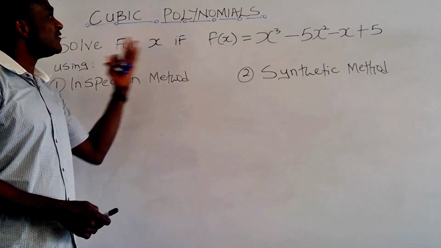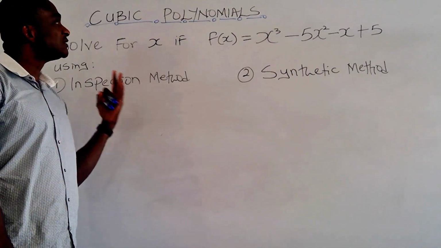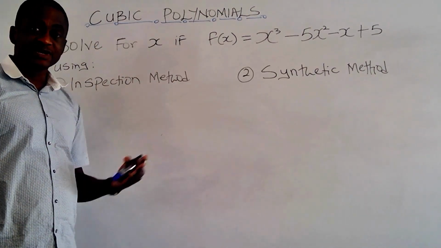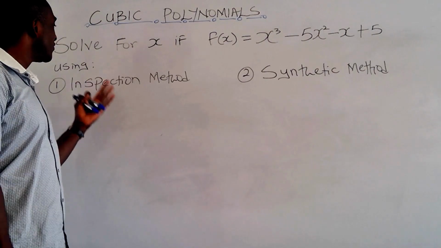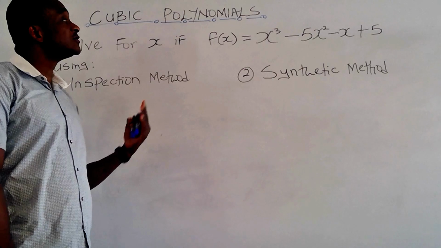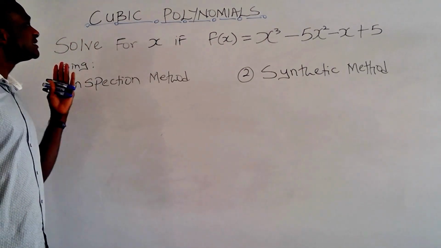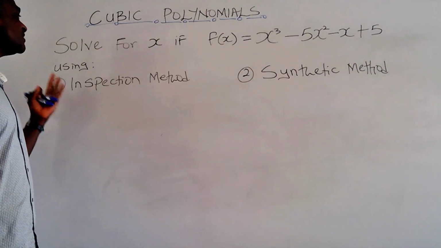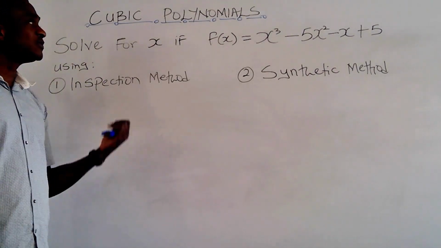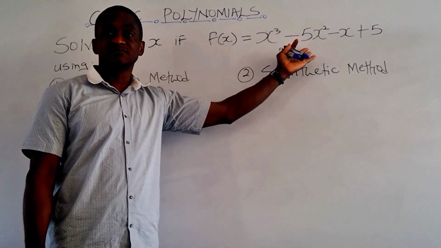We can solve by factorization. We can solve using grouping, that is factorization. And we can solve using the inspection method. We can solve using the synthetic method. And we can also solve using the long division method. But here we have a function they are asking us to solve using the inspection method and the synthetic method. So we go through how we solve using these two methods. Now we have a function given.